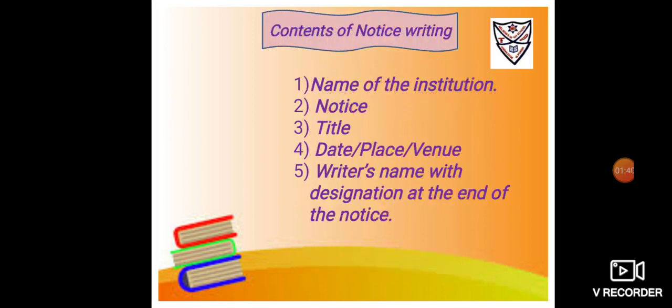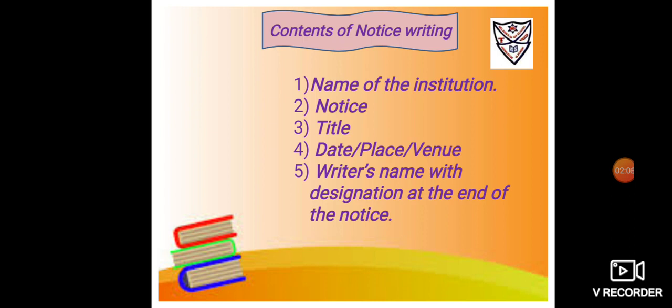Next is, what contents are to be covered for writing a notice. Usually notice writing covers the name of the institution. When you start to write a notice, you first make a box, and at the center of the box you write the name of the institution under whom you are placing the notice. Then you write the word NOTICE, and then you give the title.